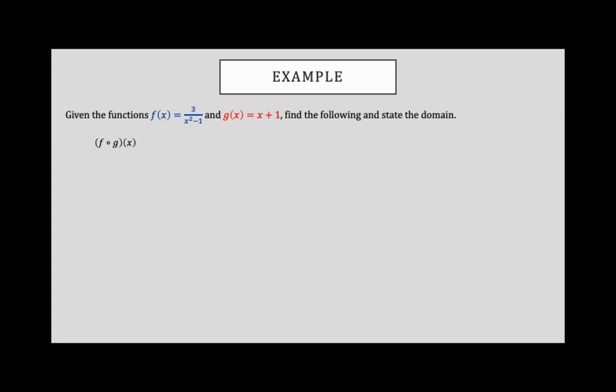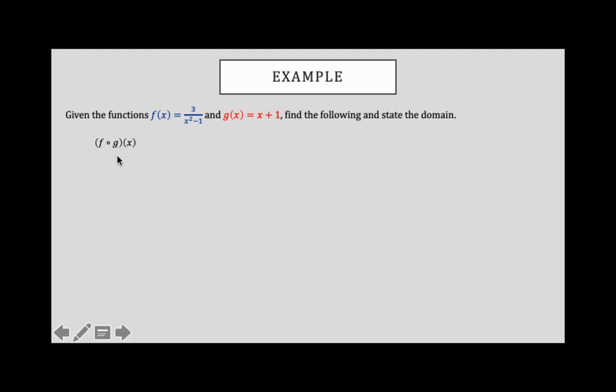Let's look at another example of a composite function here. All right, here we have, given the functions f of x is equal to 3 divided by x squared minus 1 and g of x is equal to x plus 1. Find the following and state the domain.